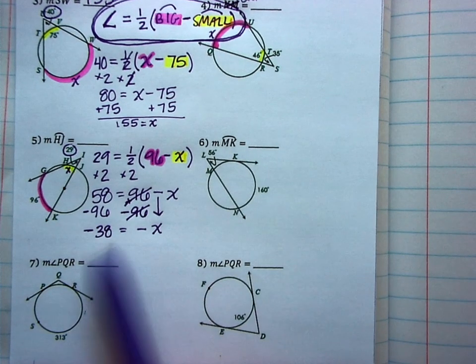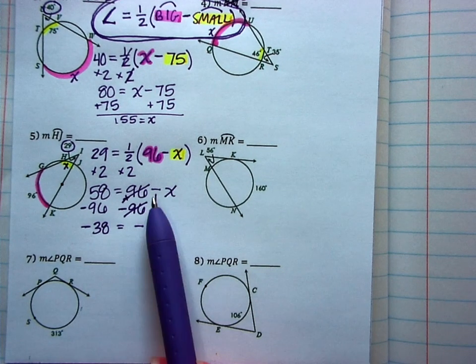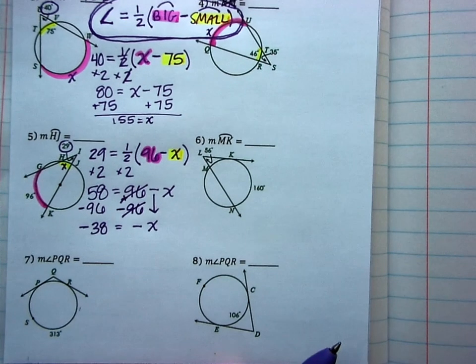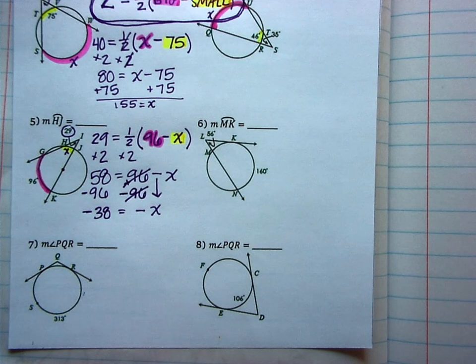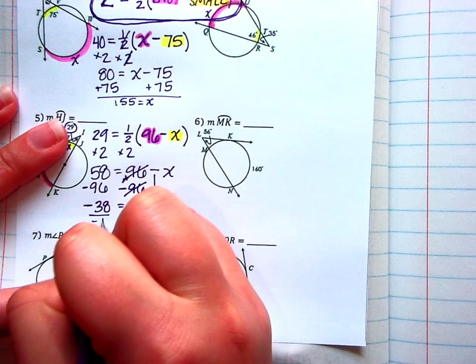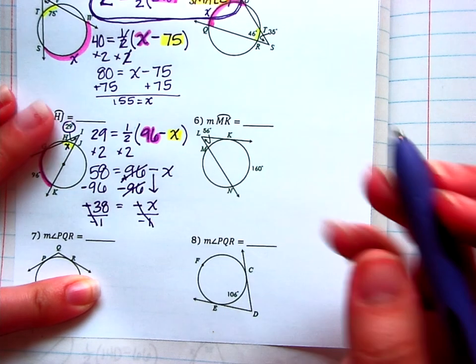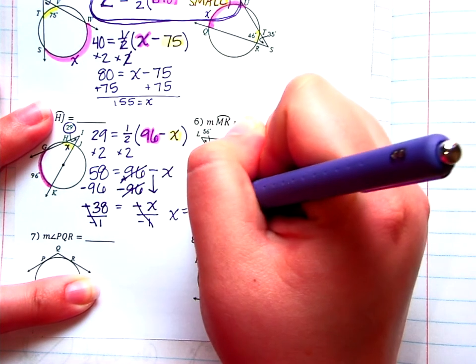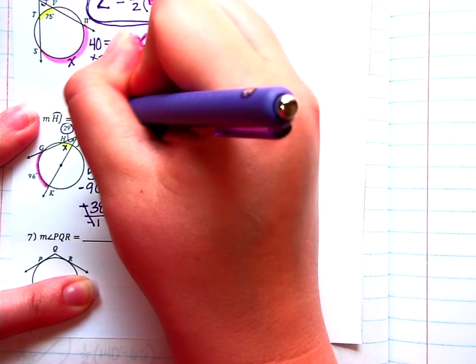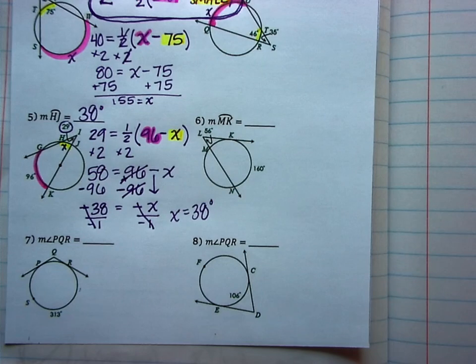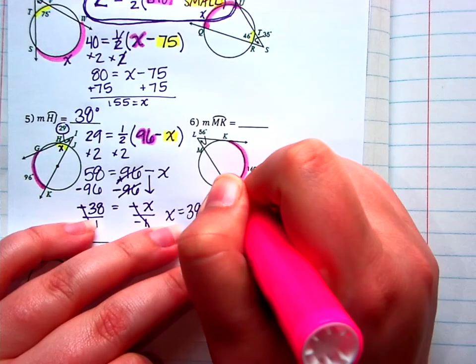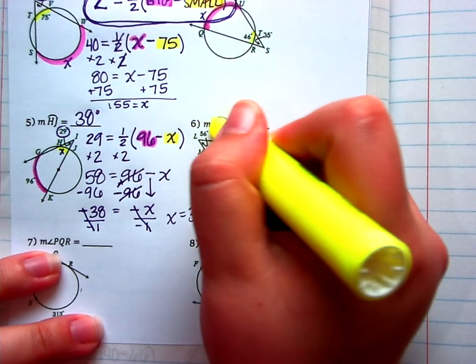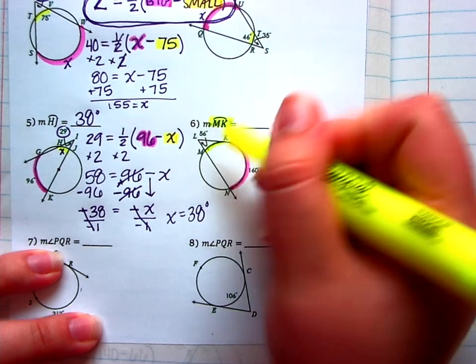So just paying attention to the signs. We got rid of the 96 by subtracting it over. Negative 38 equals negative X. So if negative 38 equals negative X, then what would positive X be equal to? Yeah, we just need to divide out the negative 1 or really just cancel out the negative signs. X equals 38 degrees. So HJ is 38 degrees. So that's the difference when you're solving for the little arc versus the big arc. So on number 6, they give you the big arc, and MK is the small arc. So set it up the same way we did number 5.